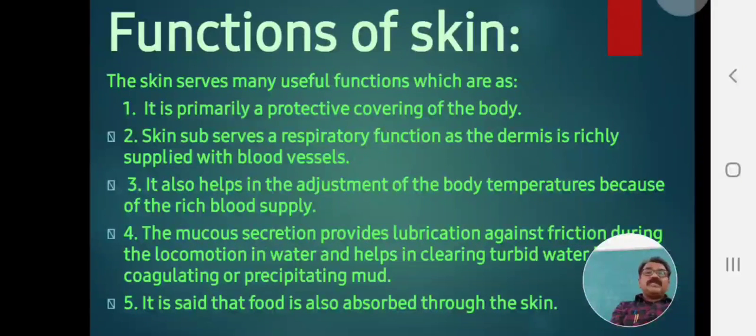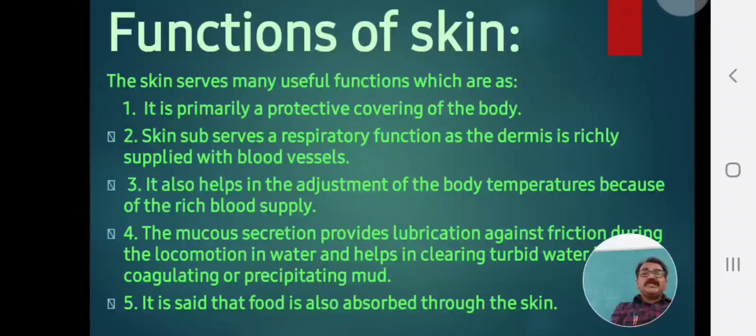The functions of skin of Wallago attu. The skin serves many useful functions. Skin serves many useful functions in Wallago attu, this freshwater shark. The skin plays important and most significant functions.